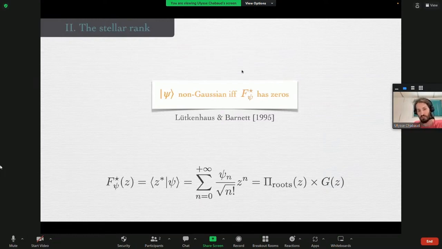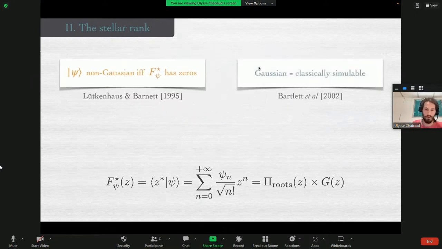And this is a theorem proven by Lütkenhaus and Barnett in '95, which is the fact that a pure state is going to be non-Gaussian if and only if the corresponding function has zeros. It's pretty straightforward when you look at this factorization, because if the function has no zeros, this product is absent, and you just have a Gaussian function that describes your state. But it turns out the result goes both ways. You get an equivalence, which I guess is the non-trivial part.